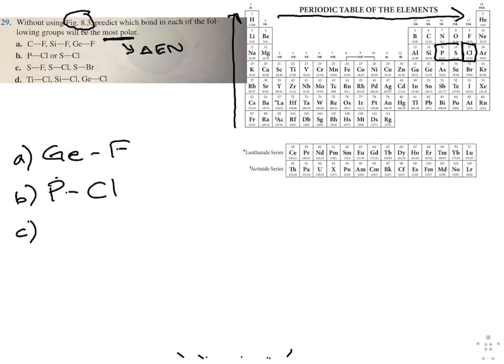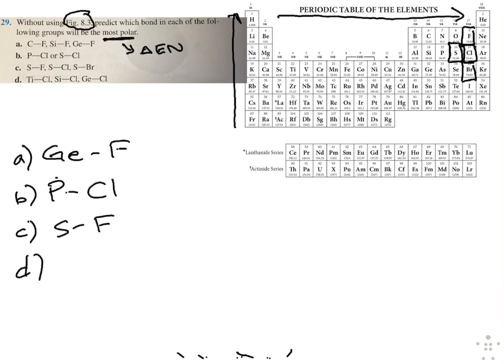For part C, now this one's kind of a little bit different. All of them have sulfur in them, which is right here, and we're choosing between SF, SCl, and SBr. Again, I think the bigger difference in electronegativity here is going to be between S and F. Fluorine is the most electronegative element on the periodic table, so that's going to have the biggest difference. S and Cl are going to be pretty close to each other, as is S and Br.